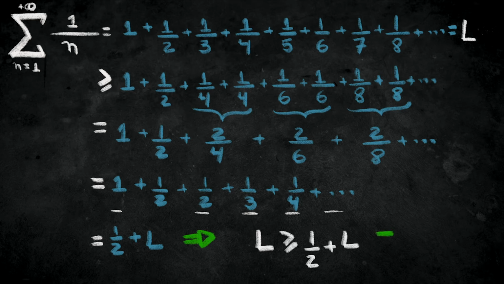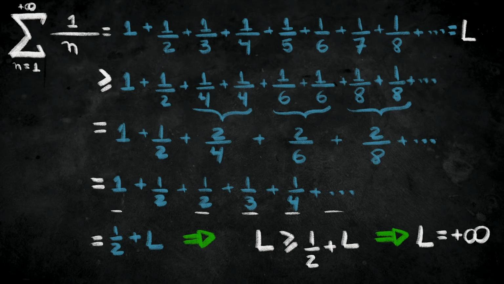The only way to make this inequality true is if L is infinity. But L is the result for my series. So it means my series is actually infinite. Okay, I agree with you.